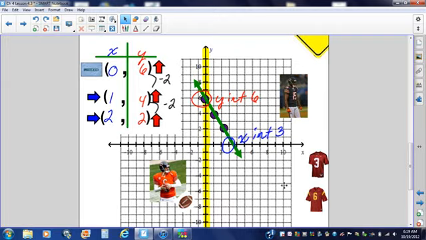Now, let's talk about a couple things. Let's talk about the x and y intercepts.